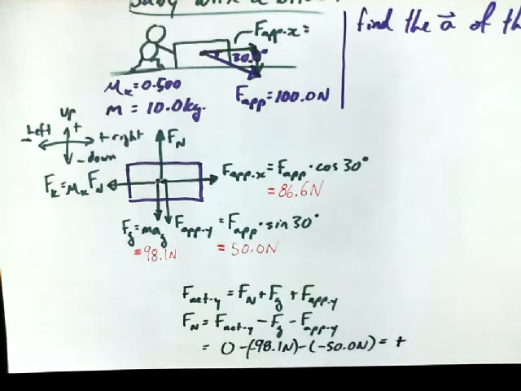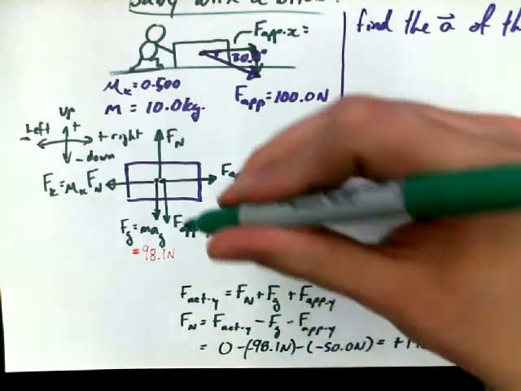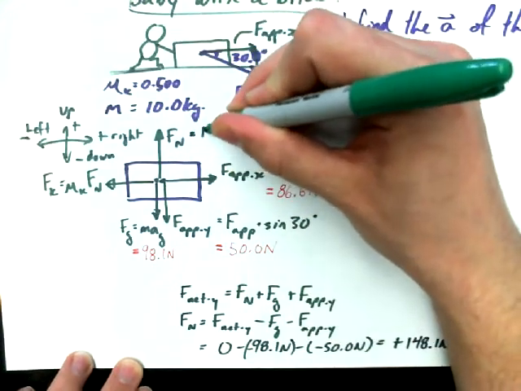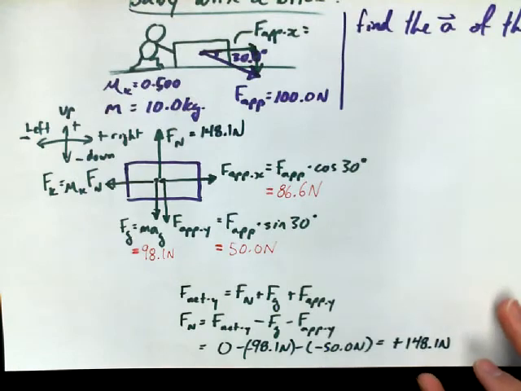Well, what's 98.1 plus 50? Would you believe 148? Okay. Positive 148.1 newtons. And so we've got a value now. 148.1 newtons. And we communicated it fairly properly too.